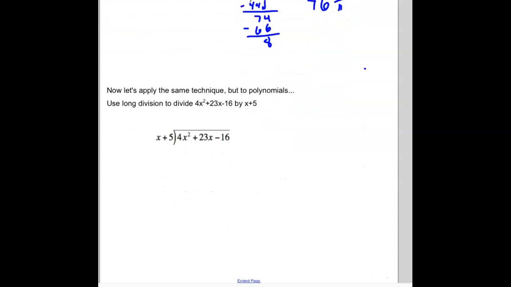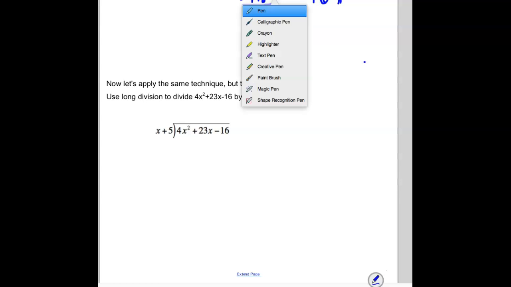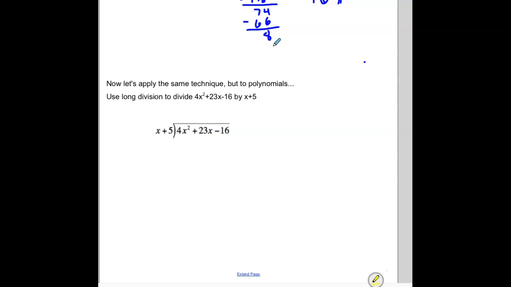So how do we apply that to polynomials? Our first example, we have 4x squared plus 23x minus 16, and we are dividing by x plus 5. So our x plus 5 goes out front. And for polynomial long division, you are going to focus on the first term in each piece to figure out what we put on the top. Okay, so we take 4x squared, we divide it by an x, and we have 4x left. That is what goes up on top.